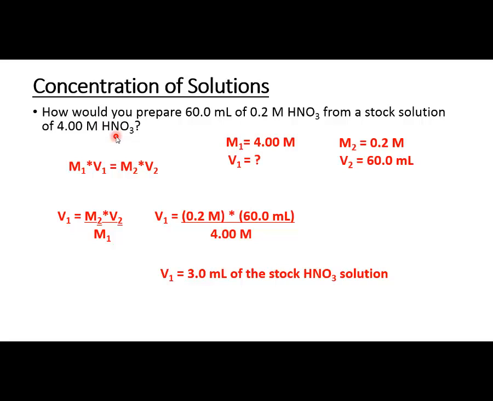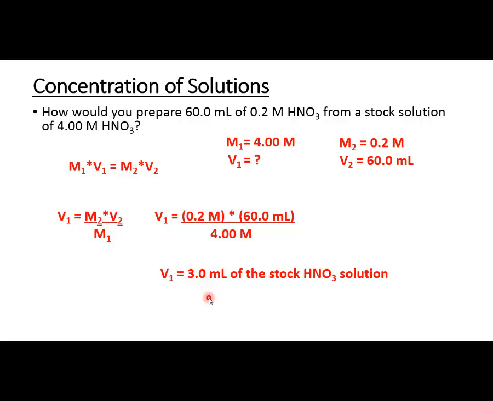Now, if I were asked on a test question how to prepare the solution, I would take the 3.0 milliliters of the nitric acid, and I'm going to be diluting it in water until it reaches a total volume of 60 milliliters. Sometimes students will assume that you could just add 57 milliliters of water to the solution. I have to be very careful because oftentimes when I'm adding a more concentrated solution to water, there can be slight volume changes.